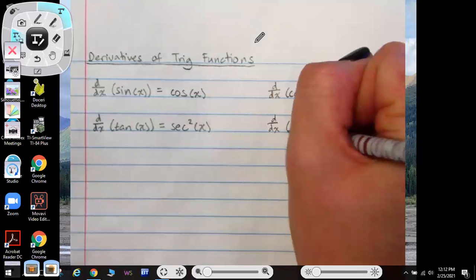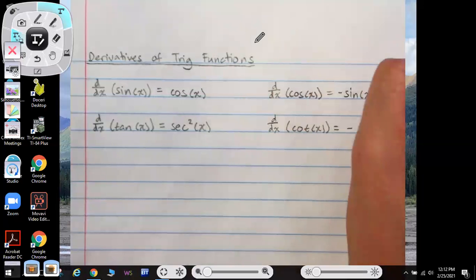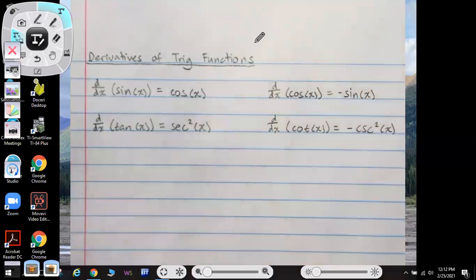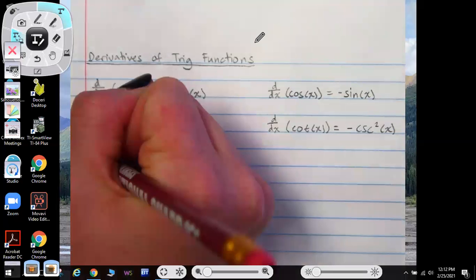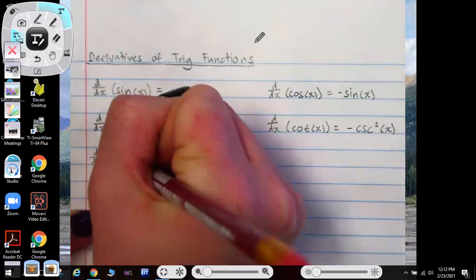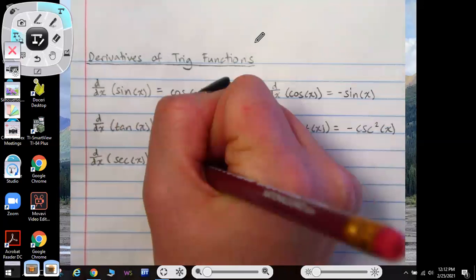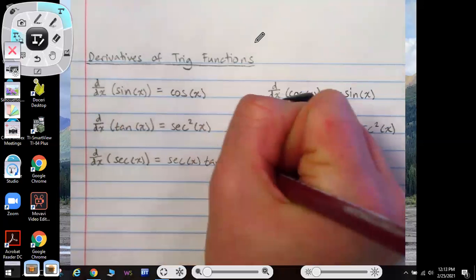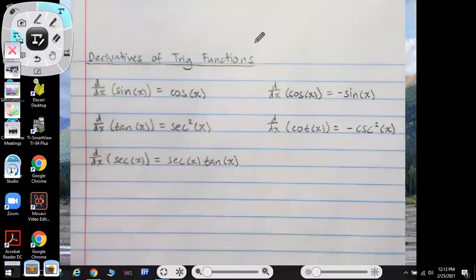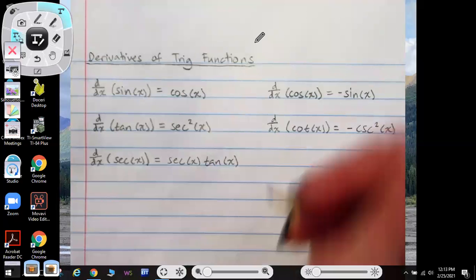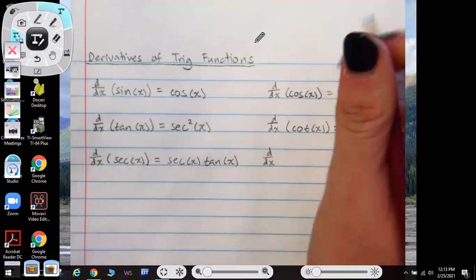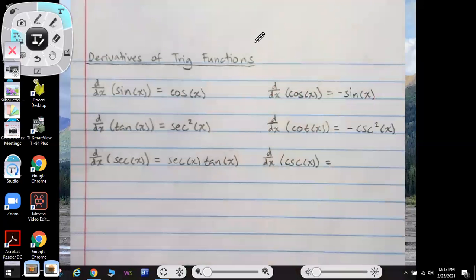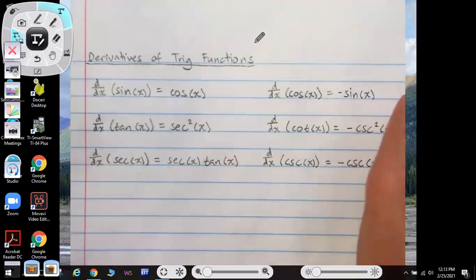The derivative of cotangent is negative cosecant squared. The derivative of secant is secant times tangent. Okay, we got one more. The derivative of cosecant is negative cosecant times cotangent.